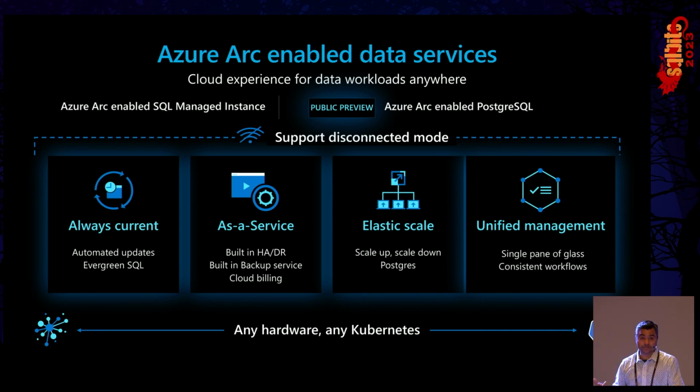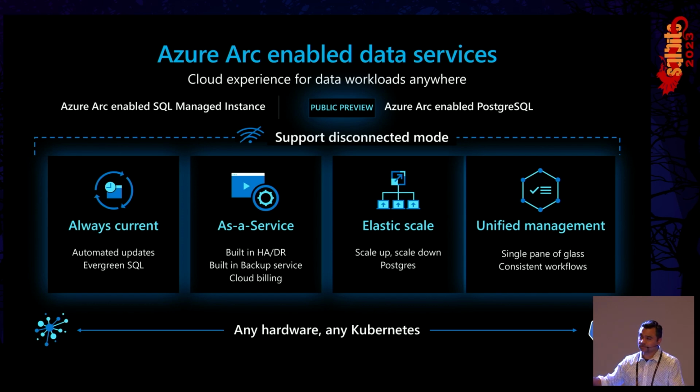You have built-in high availability through contained availability groups, which we just announced this week. You have built-in disaster recovery through distributed availability groups. You have built-in backup service. So when you deploy the Arc SQL MI, and let's say you create a database, we automatically start taking backups of it. You don't have to do anything, no configuration, nothing. We just start taking backups of it.